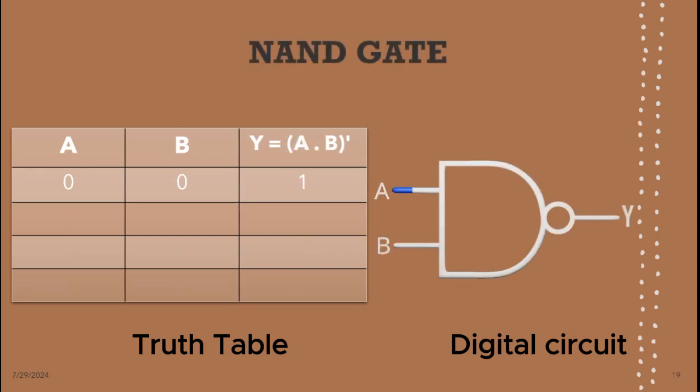The next is NAND gate. NAND gate is basically combination of NOT gate and AND gate. NAND gate is inverse of AND gate. The output would be 0 only when all the inputs are 1. For example, as you can see in that expression, A dot B, it means that it first performs the AND operation and then bar. It means inversion.